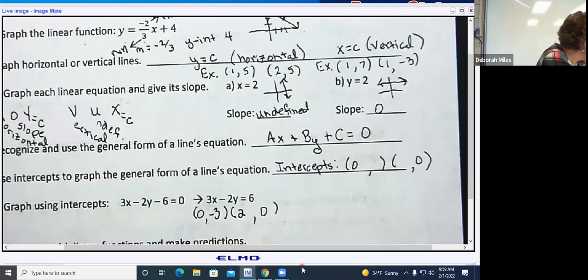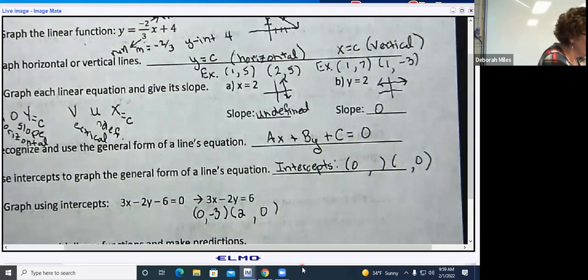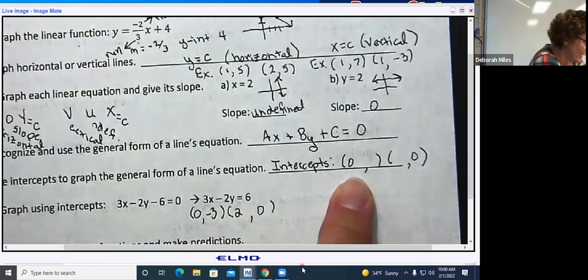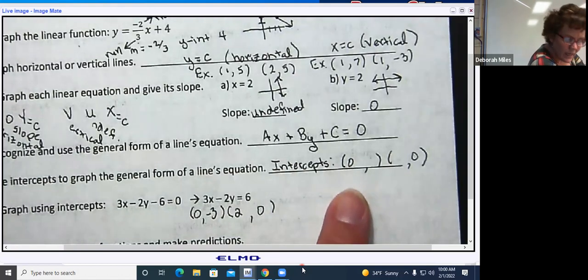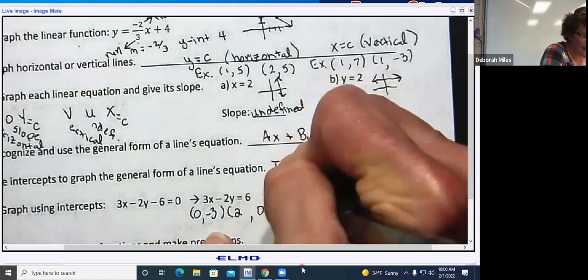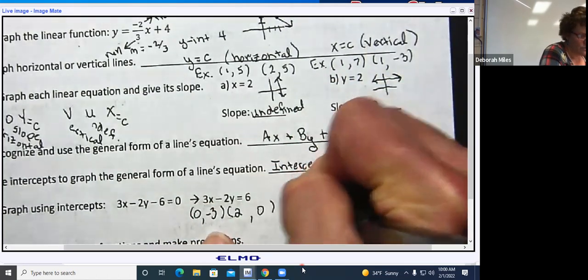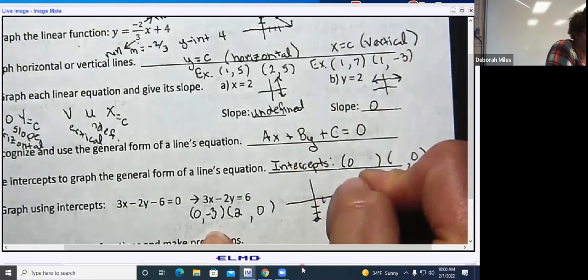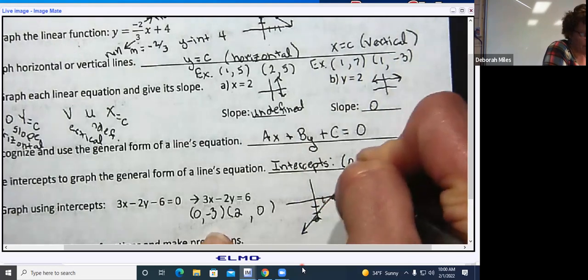So that's what general form is useful for. If you give me an equation in general form, this is how I'm going to graph it. I will solve for Y if you ask me for slope and y-intercept, but if you just say graph it, I'm just going to find the two intercepts and then say, here's my y-intercept, here's my x-intercept, here's my line.